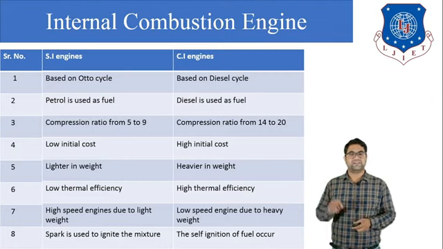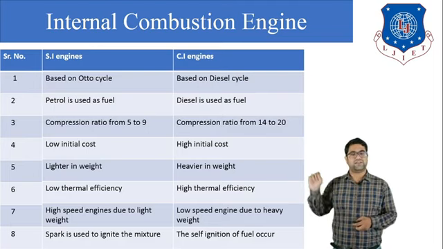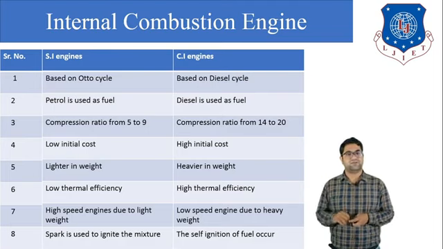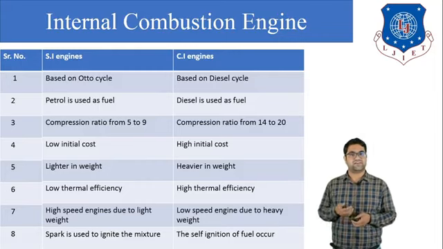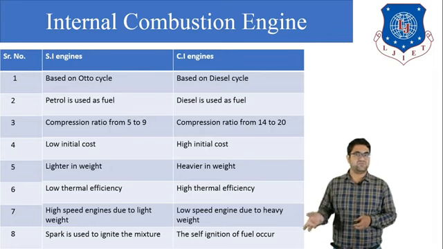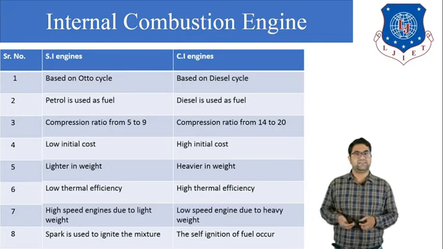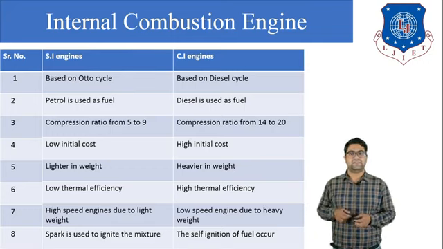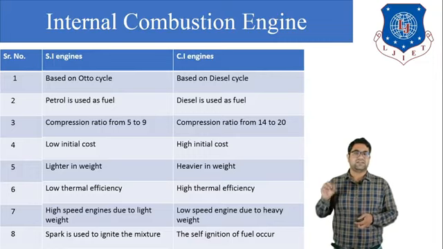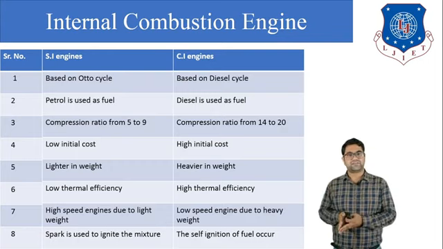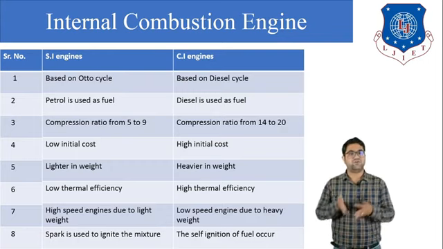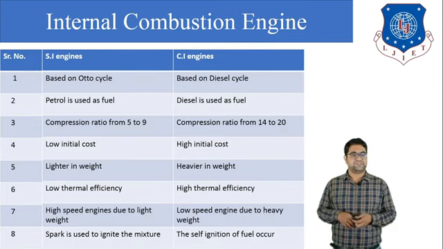First, the petrol engine is based on the Otto cycle. Okay, so that we have already discussed in our chapter number 5, that all the petrol engines run on the Otto cycle and all the diesel engines run on the diesel cycle. Second, here petrol is used as a fuel because it is the SI engine, and here diesel is used as a fuel because it is a CI engine. Second, the compression ratio varies between 5 to 9 in the case of the petrol engine. Here the compression ratio varies between 14 to 20 in the case of the CI engine.